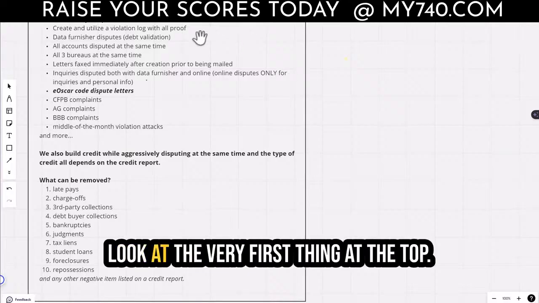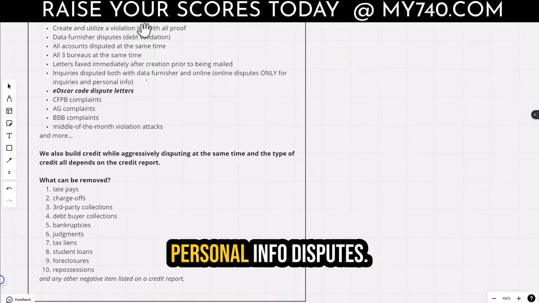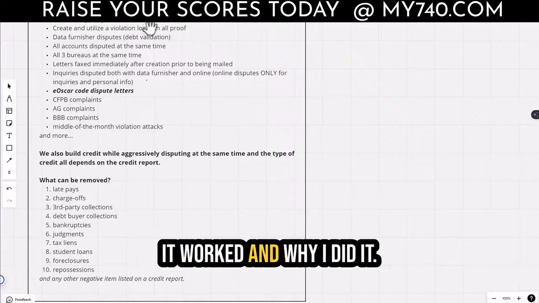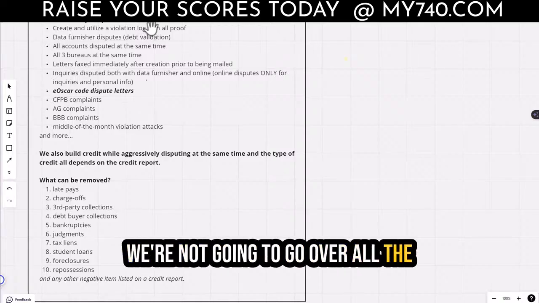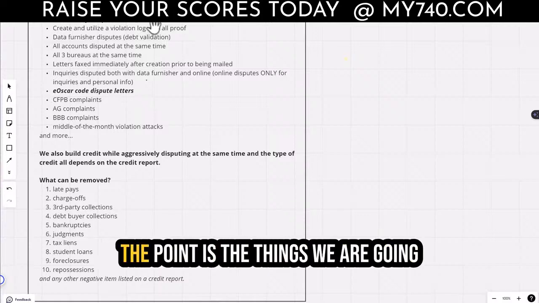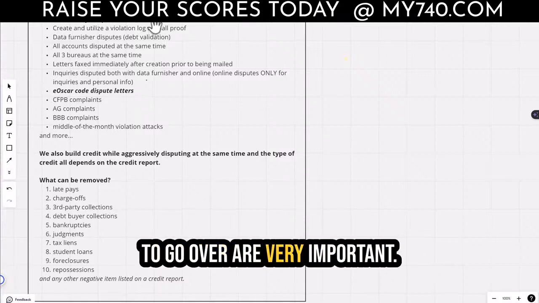What does that mean? Look at the very first thing at the top. Personal info disputes. And like I said, I'm going to explain how I did this and why it worked and why I did it. We're not going to go over all the parts because some of them are straightforward, like BBB complaints, AG complaints, CFPB complaints. The point is, the things that we are going to go over are very important.